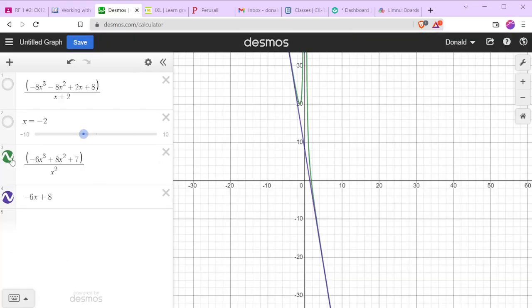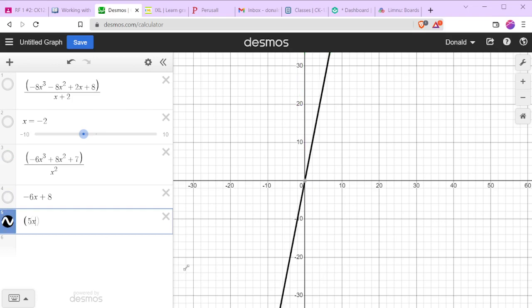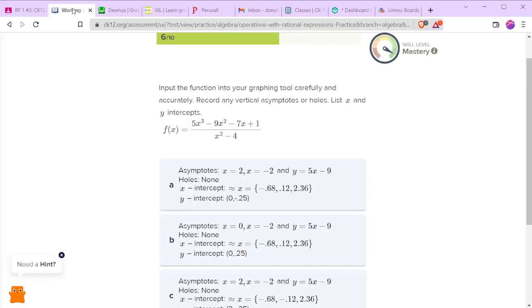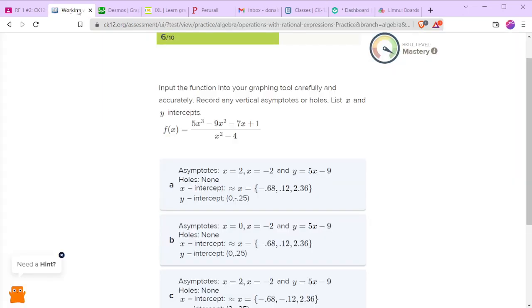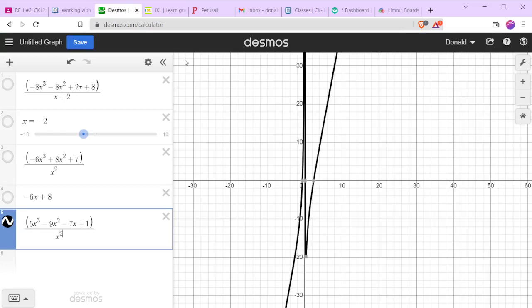So that's 5, -9, and then I think it was 7 and 1, or -7 and 1 for the coefficients. And our denominator is x squared minus 4.